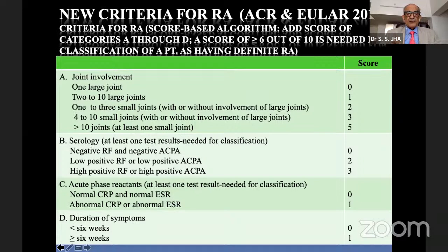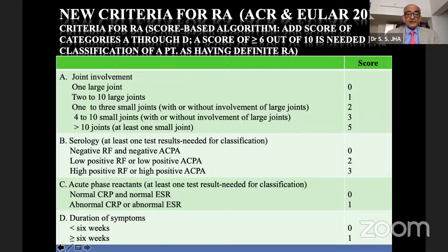Number A, joint involvement: larger joint involvement gets a lesser number of points, and if smaller joints are involved, the maximum point allotted is 5. Even if 10 joints and at least one small joint is there, it is 5. Similarly, under heading B, you must have at least one test result for classification, that is rheumatoid factor and ACPA, and you can get 0, 2 or 3.